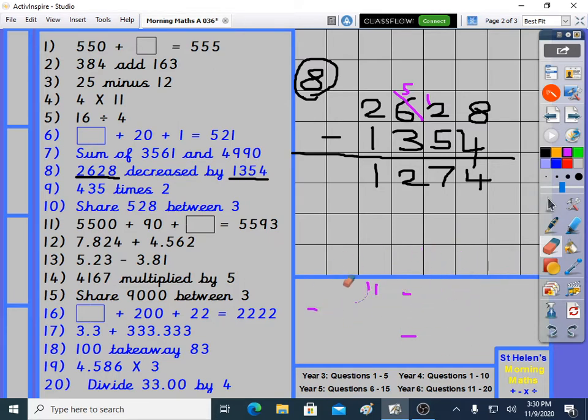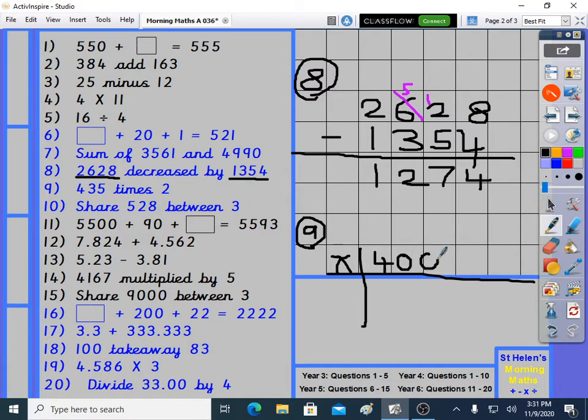Question 9 is multiplication. If I remember rightly, recently we've been doing in morning maths some times tables in disguise, but this is not one because we don't know our 435 times table. So we'll do grid method for this. We are multiplying by 2, which actually means we're doubling our number. 435 splits into 430 and 5. And we're going to multiply it by 2, aren't we?